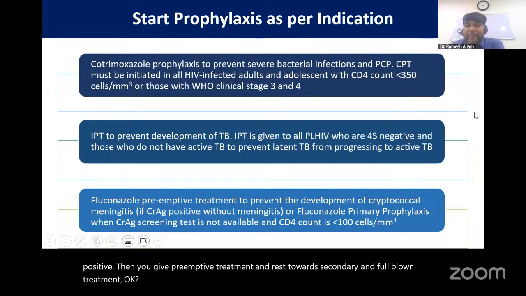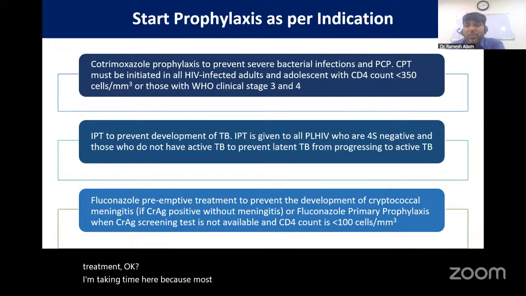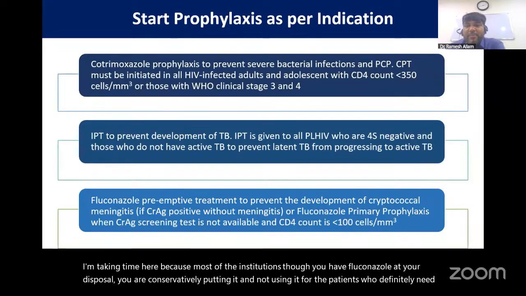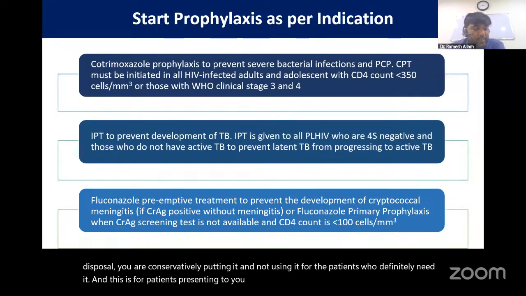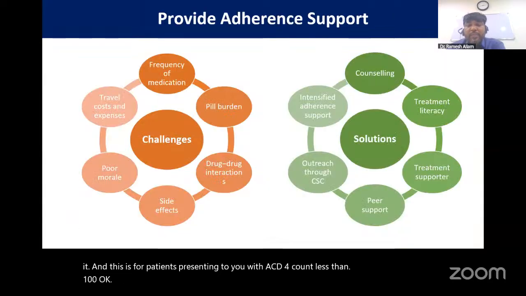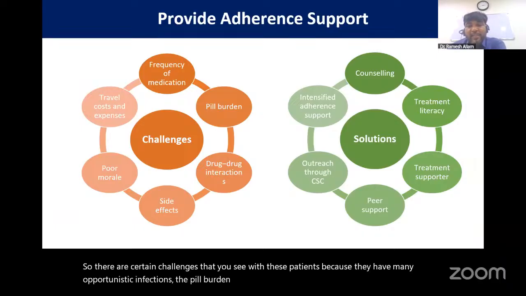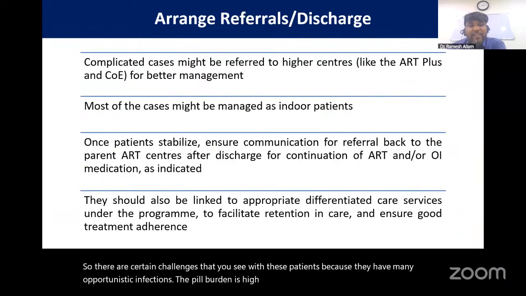I'm taking time here because in most institutions, though you have fluconazole at your disposal, you are conservative in using it and not using it for the patients who definitely need it. And this is for patients presenting to you with a CD4 count less than 100. There are certain challenges that you see with these patients because they have many opportunistic infections. The pill burden is high. So this is all again we need to tackle as the patients present to us.